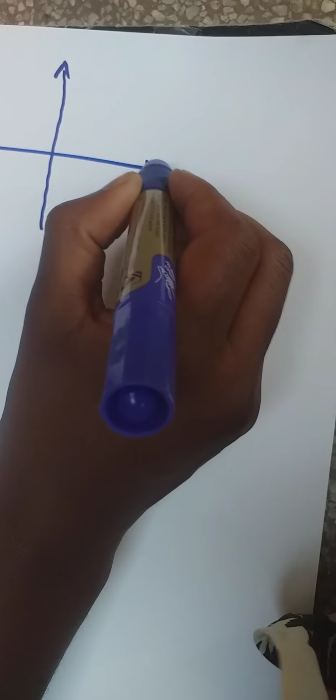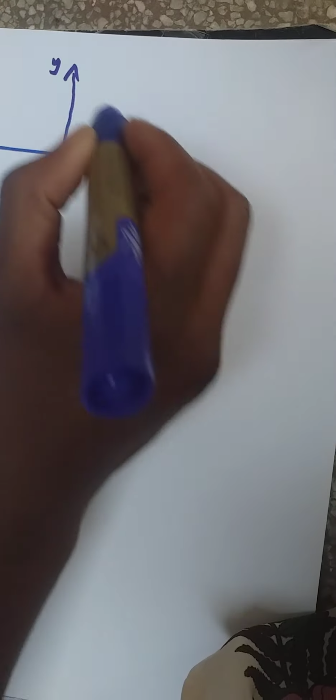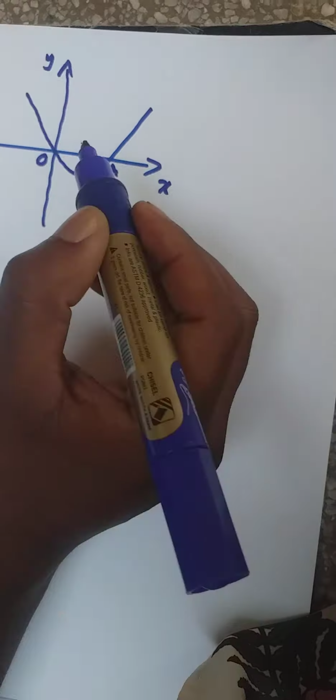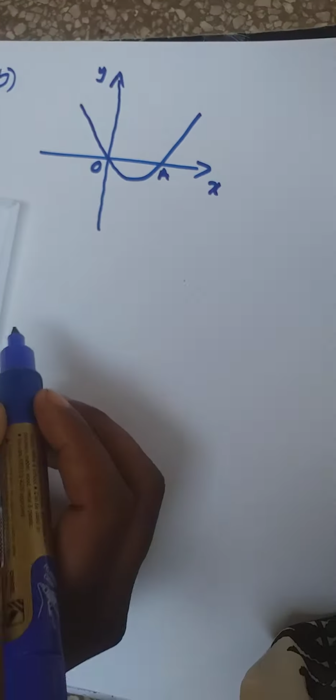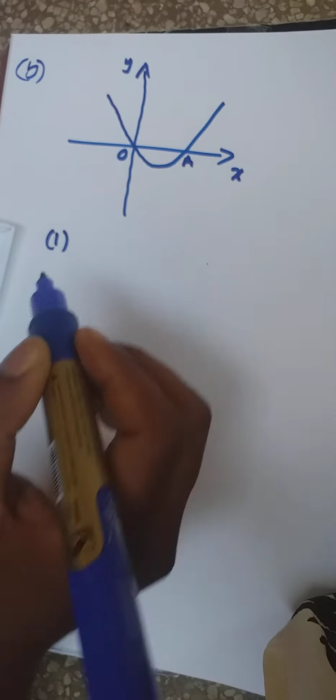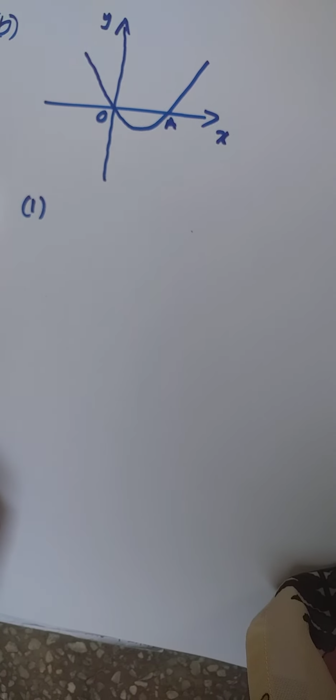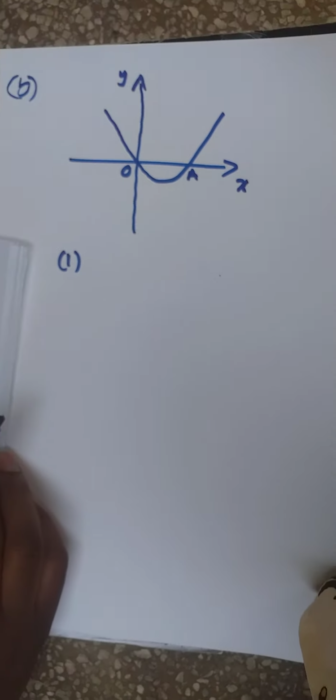So for B, we have a sketch that we are given for part B. We have y, x, and the sketch like this. We have part A, we have O, and then question 1 now says we find the coordinates of the points where the curve cuts the x-axis.